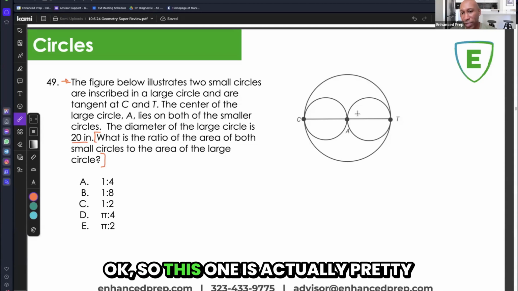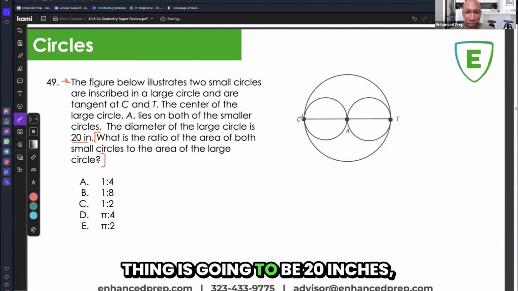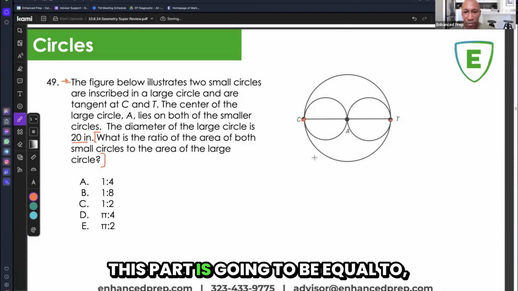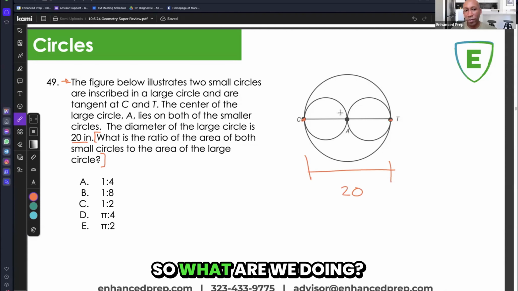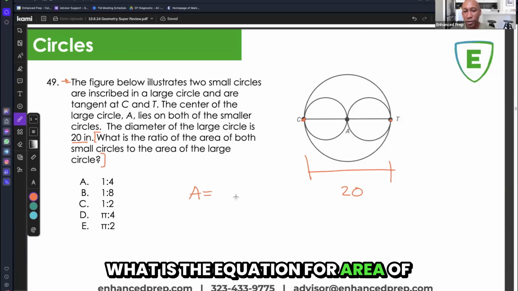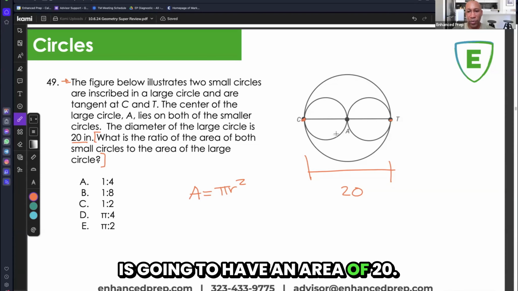Okay, so this one is actually pretty interesting, right? Because we know that this whole thing is going to be 20 inches. From here to here, this part is going to be equal to, I'll write it down here, 20 inches. So what are we doing? Well, we're trying to figure out the area of our circles. What is the equation for area of a circle? Pi r squared. Perfect. And then we know that this top one is going to have an area of 20.